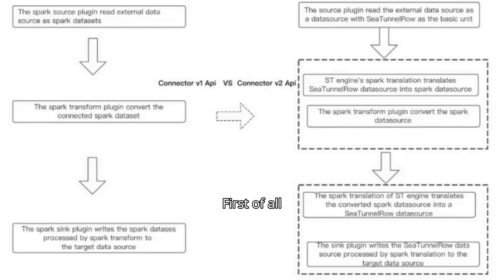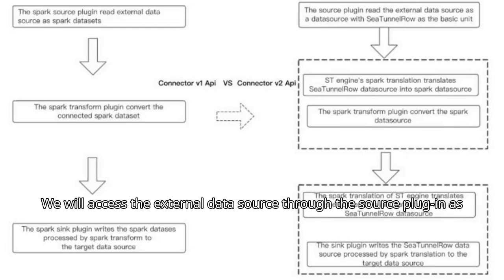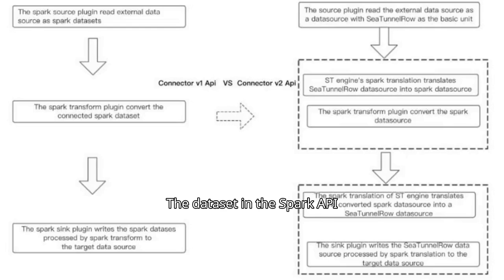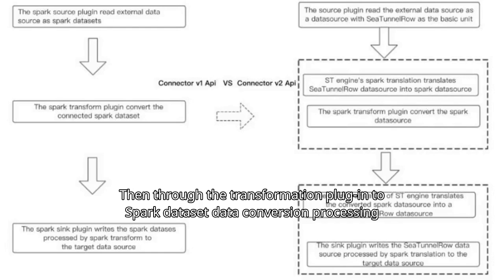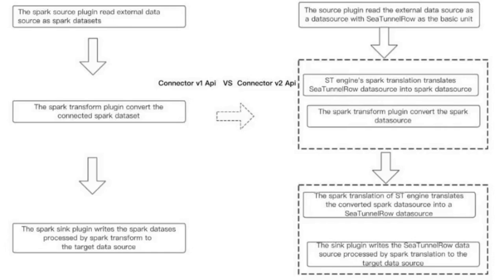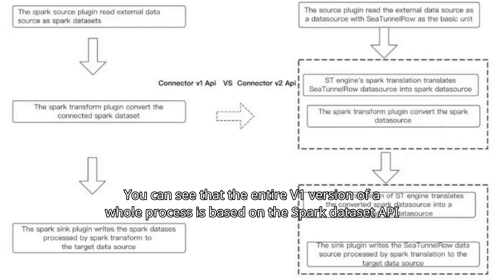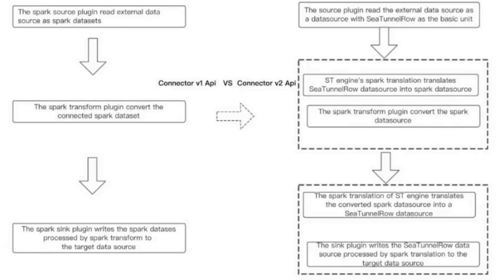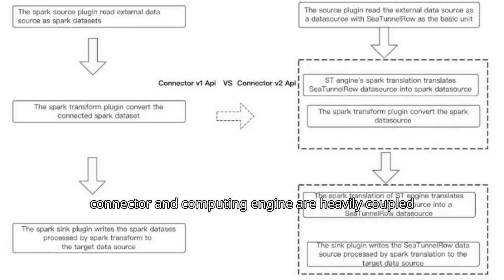For the V1 version, first of all, we will access the external data source through the source plugin as the dataset in the Spark API. Then through the transformation plugin, the Spark dataset data is converted and processed. Finally, in the write part, the processor transforms the Spark dataset to write the data out to the target data source. You can see that the entire V1 process is based on the Spark dataset API. That is to say, the connector and the computing engine are heavily coupled.